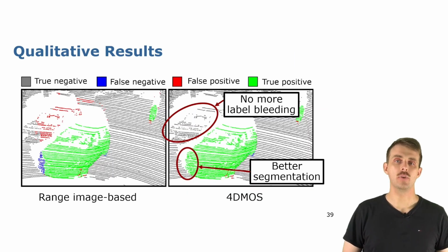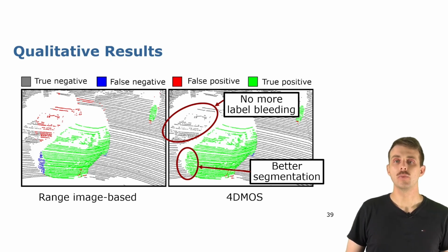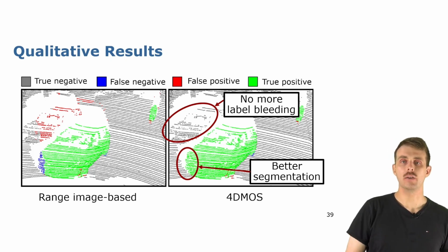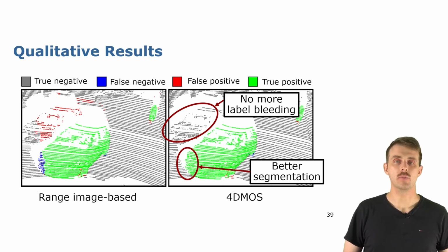If we go back to the example with the blurring, we can also see that since we now directly decide whether it's moving or non-moving in the 4D space, without this projection, we can easily distinguish different objects or instances, like in this case, the car in front, which is moving, and the car in back, which is parked. So there's no more blurring, and in general, a better segmentation.